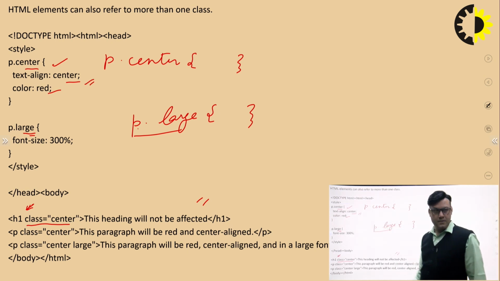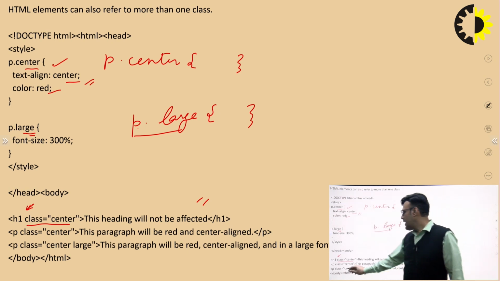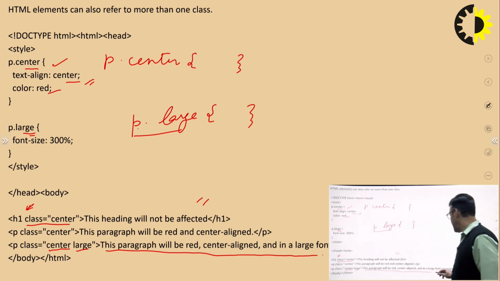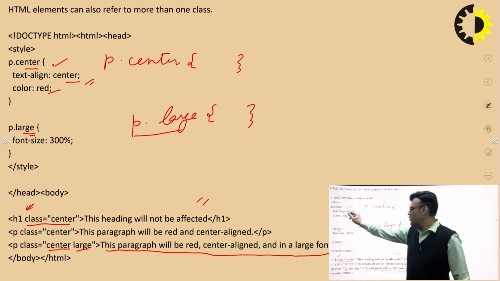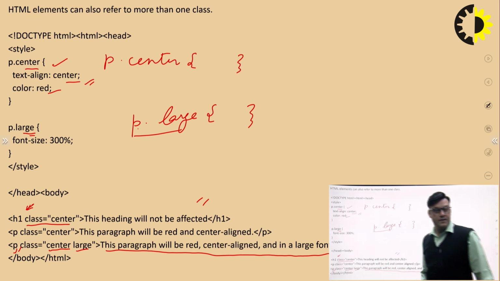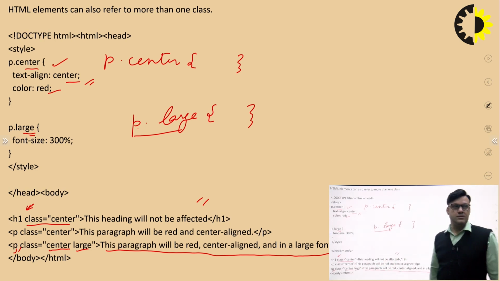Similarly, no issue here. Now, next I have used the class name as well as center and large. So I have used, firstly, this is my first class center and this is my second class, space, large. So what will happen to this text? This paragraph will be red, center line and in a large font. So these three properties will be implemented on this paragraph tag that I have used in this second line, right? So this is how we can use the class.